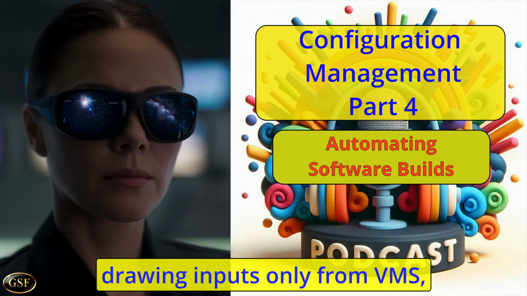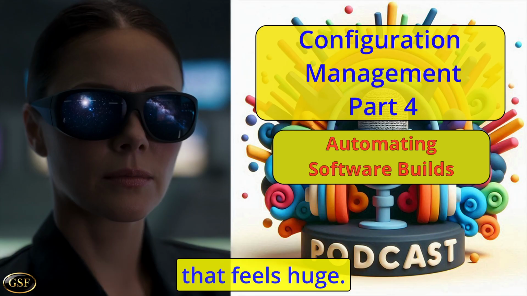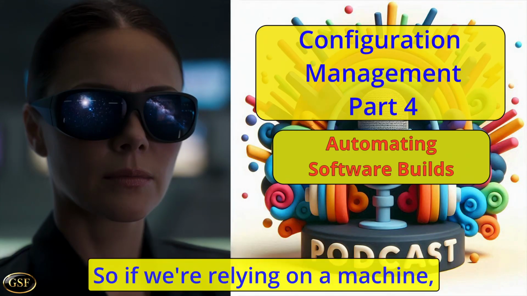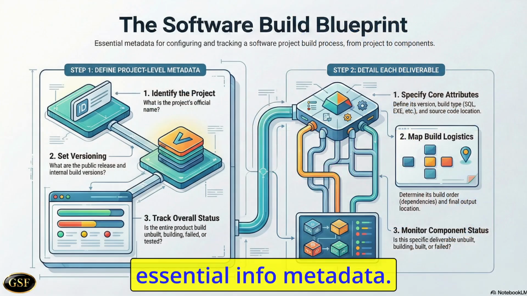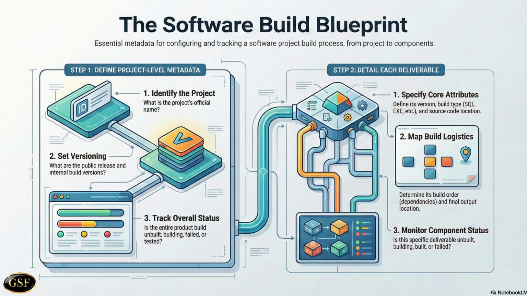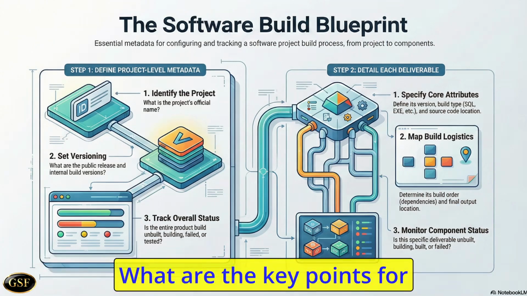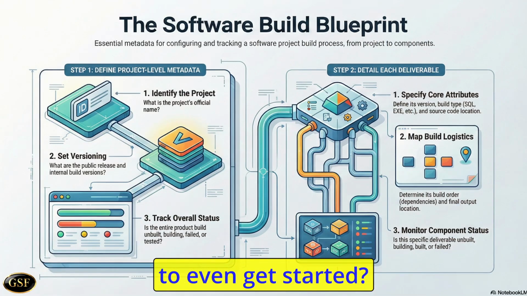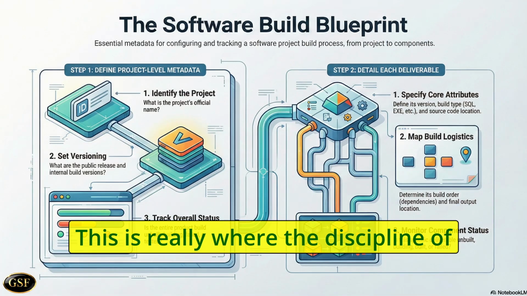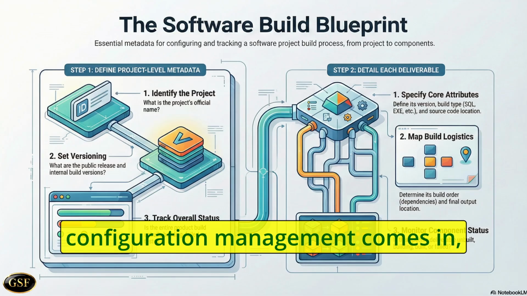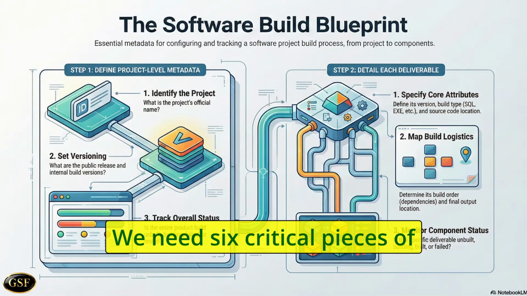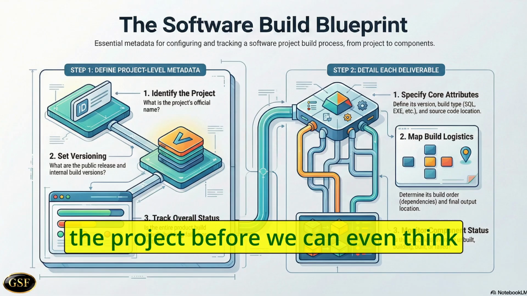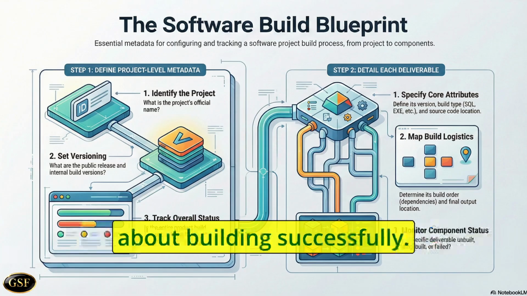That distinction, drawing inputs only from VMS, that feels huge. So if we're relying on a machine, it needs flawless instructions, a blueprint. The sources call this essential info metadata. Can you walk us through that blueprint? What are the key points for any automated build system to even get started? This is really where the discipline of configuration management comes in, because the whole process is defined by this metadata. We need 6 critical pieces of information recorded for the project before we can even think about building successfully.